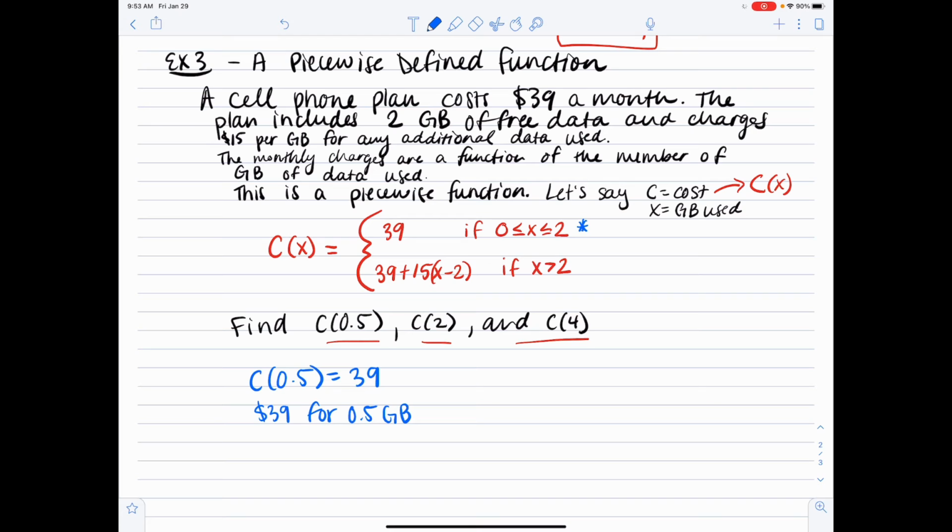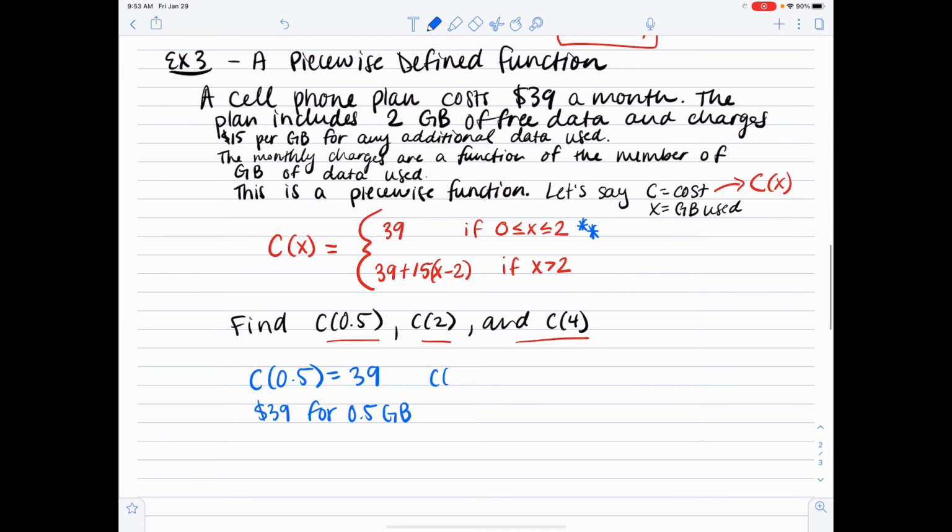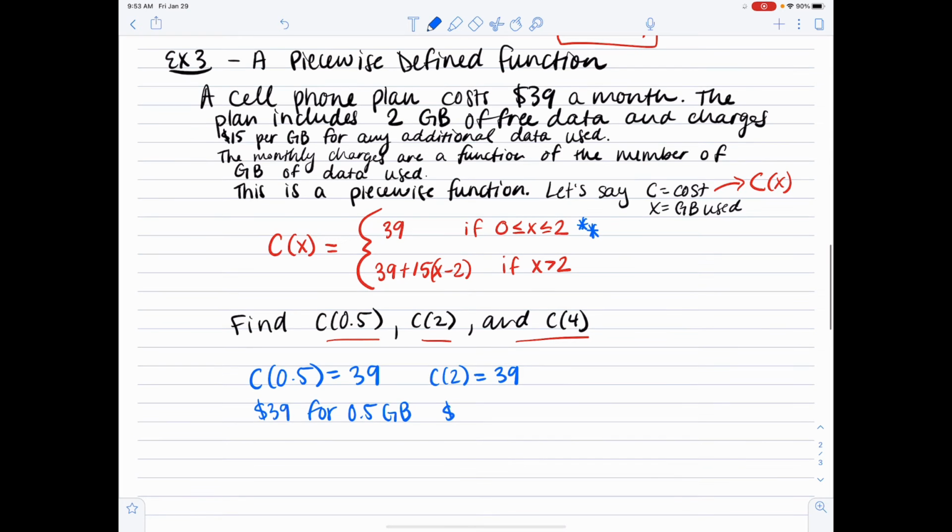And then if we did cost at 2 gigabytes, that still falls in this category up here, because x is up to 2, including 2. So cost at 2 gigabytes is also just $39. So $39 for 2 gigabytes. And then the last one is C of 4, so that's when x is 4 gigabytes. That falls down here in this bottom category where x is greater than 2. So this one we actually have to solve.